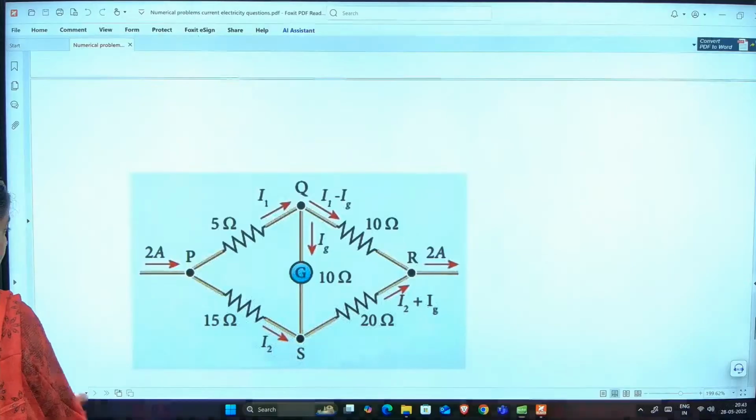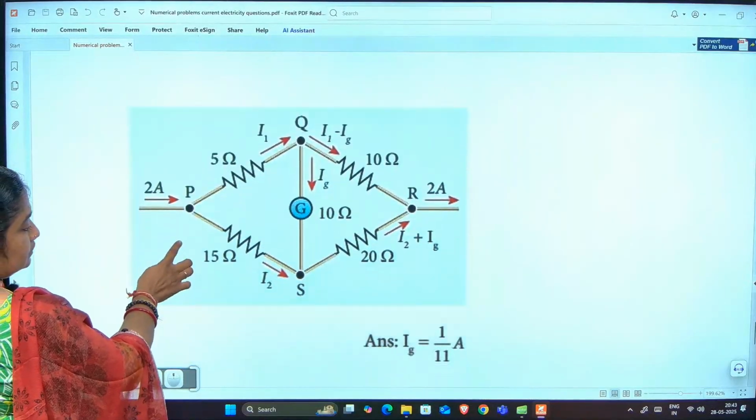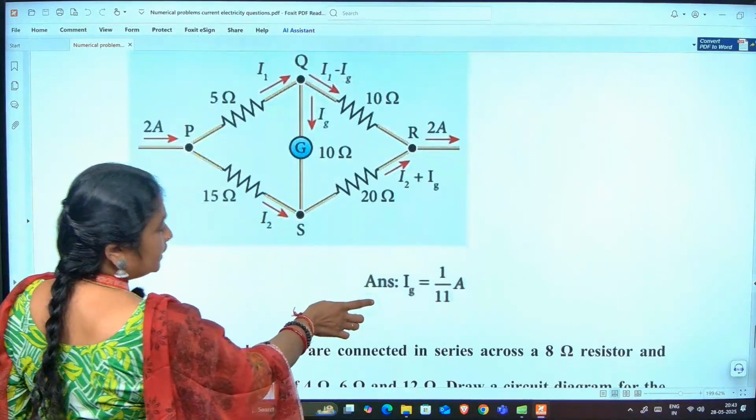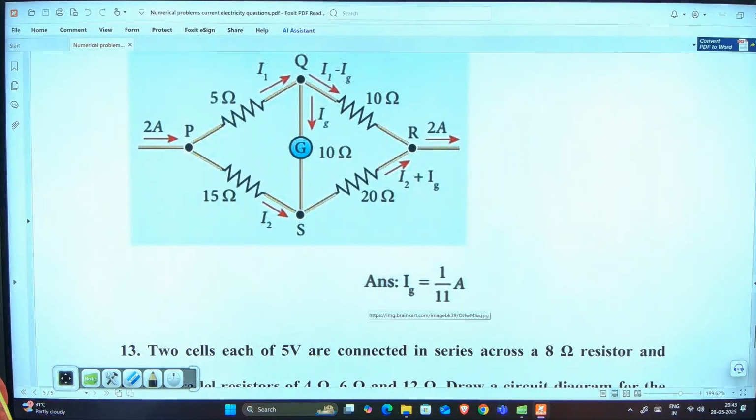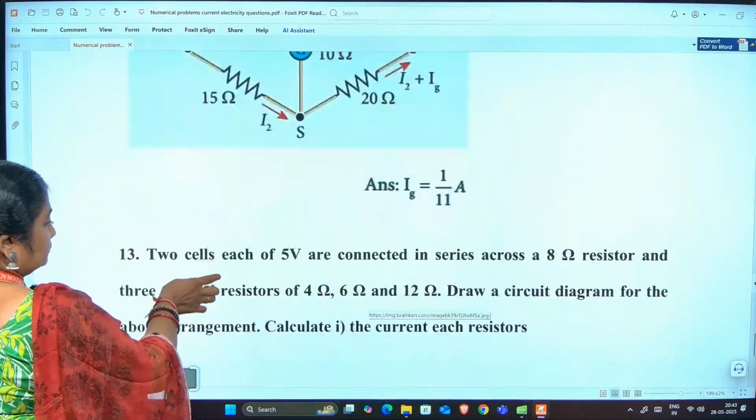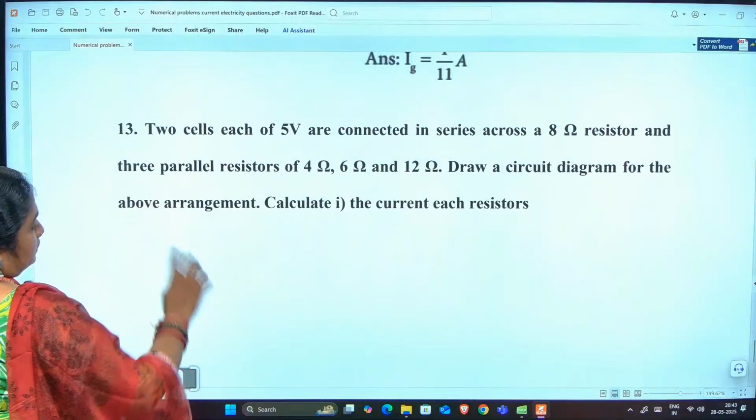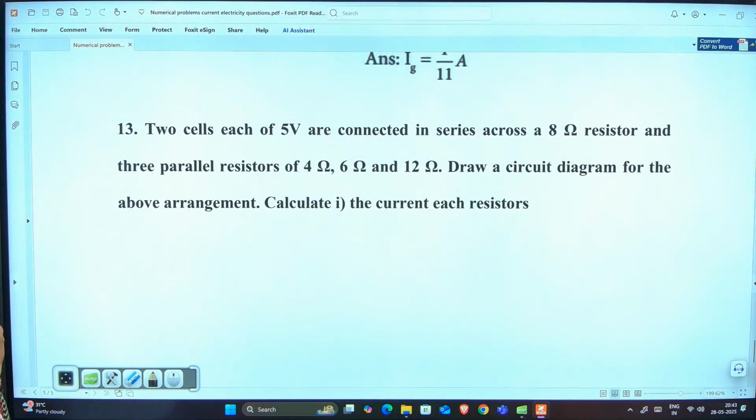So now for the last question. Yes. 1 by 11. 0.989. Yes, 0.999. Correct. 1 by 11. Now, this is the last question. Draw the circuit diagram for this first. All of you draw the circuit diagram.